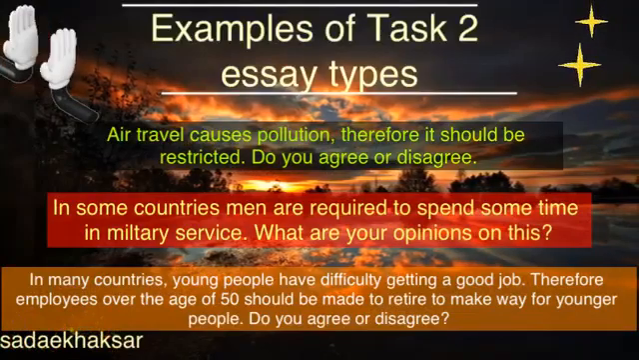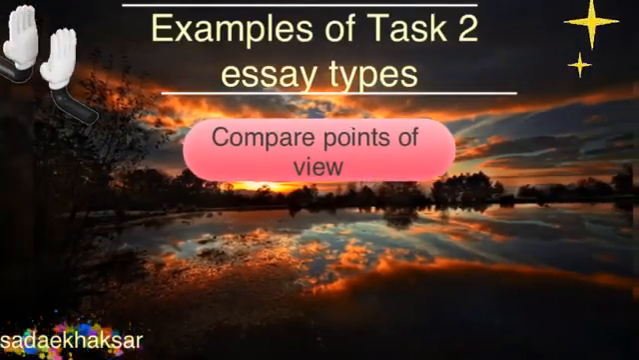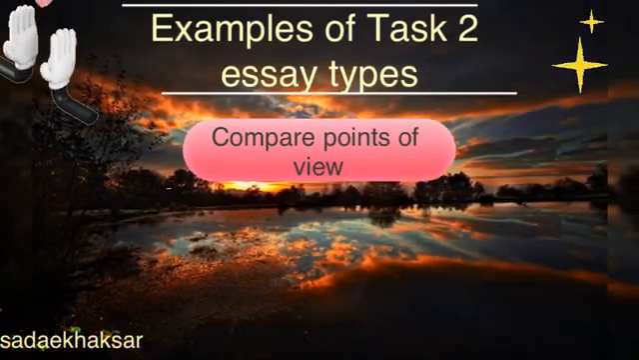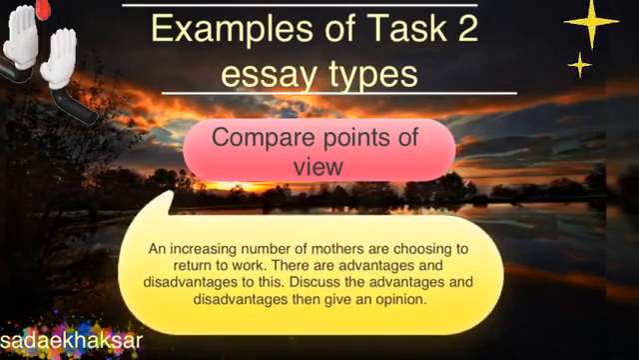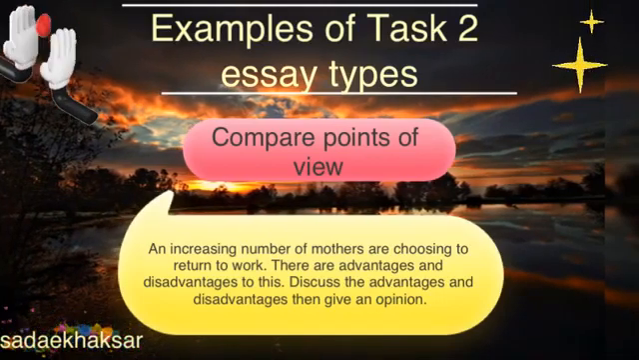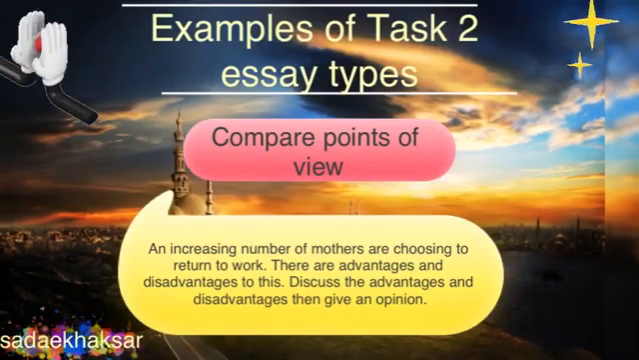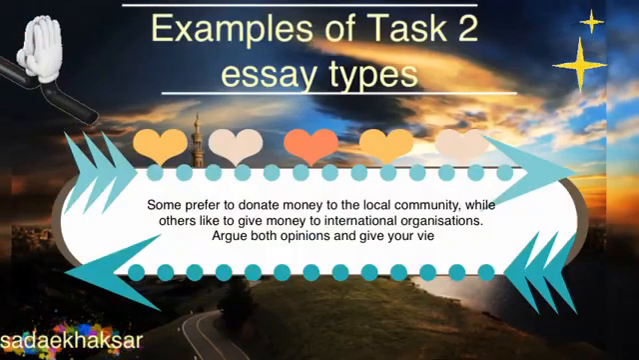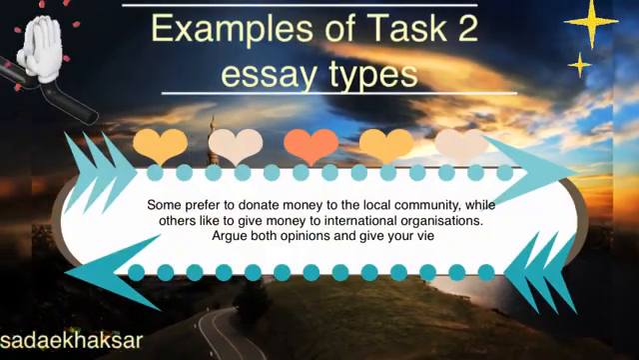to give opinions about. The second type of Task 2 essay is when you are asked to compare a point of view. Here is an example. Notice how the instructions tell us to discuss both the advantages and the disadvantages. Then give an opinion. In this example, we are told to argue both opinions and give your view.